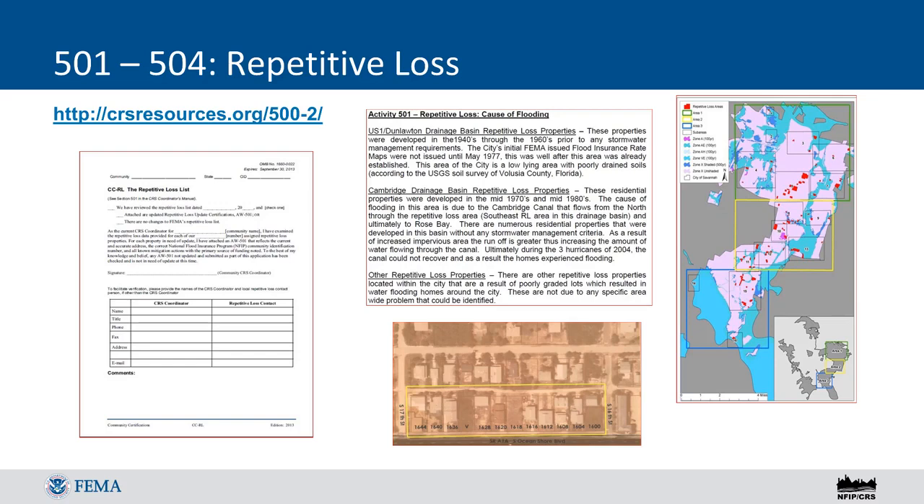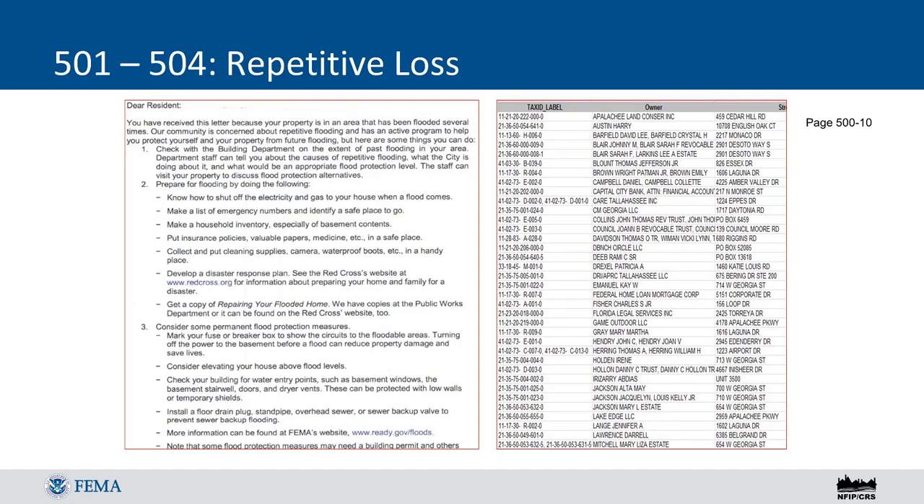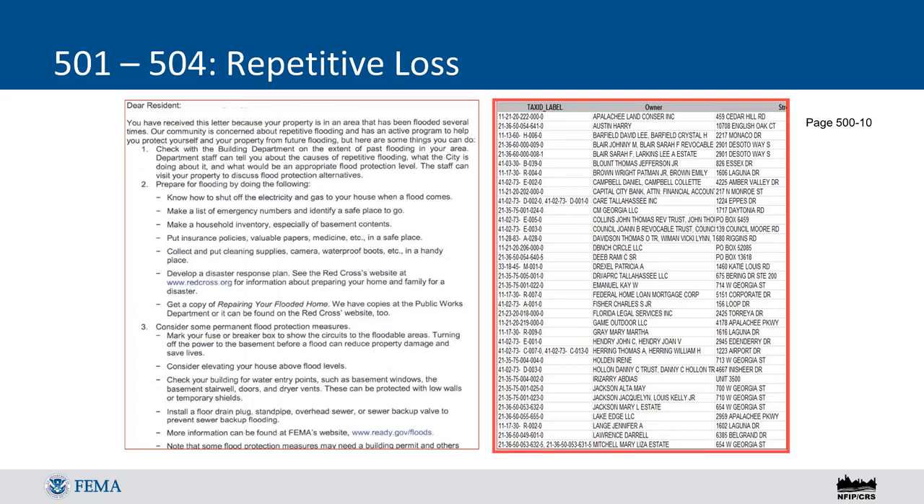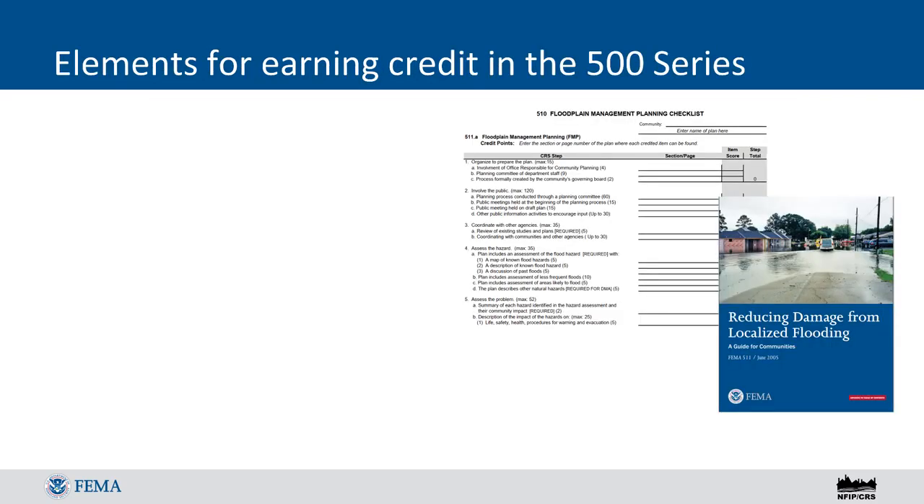The CCRL form on the left will need to be filled out and signed. Your CRS specialist can assist you with that. We have a model outreach letter on our website that you can customize for your situation, and we'll need a copy of the mailing list of everyone that it went to in your rep loss areas, as seen on the right. For the rest of the 500 series, we get into planning. If you have 50 or more rep loss properties, you'll be required to have a hazard mitigation plan, or a floodplain management plan, or a rep loss area analysis.